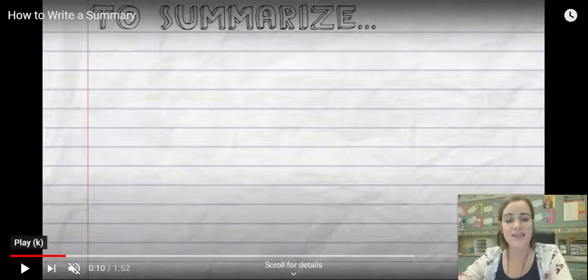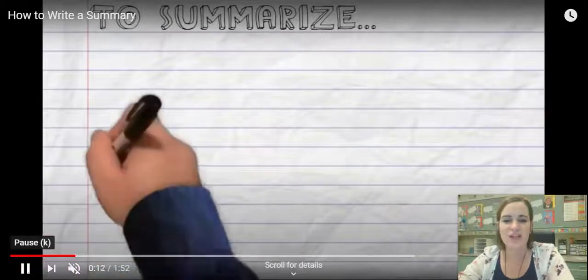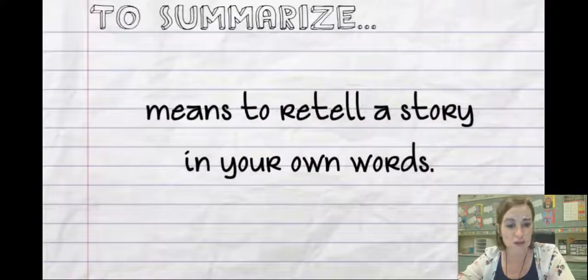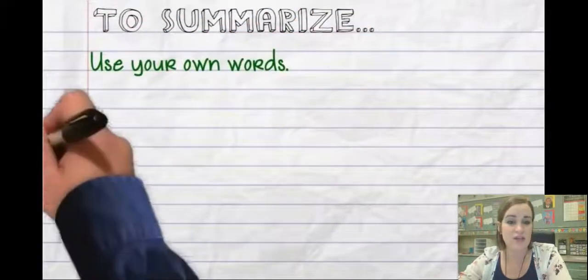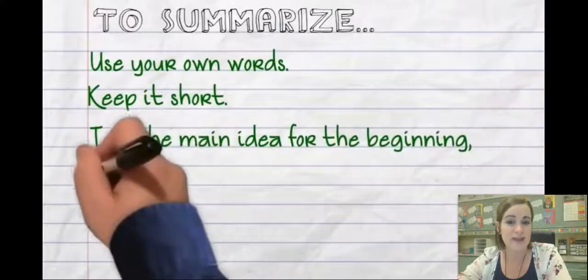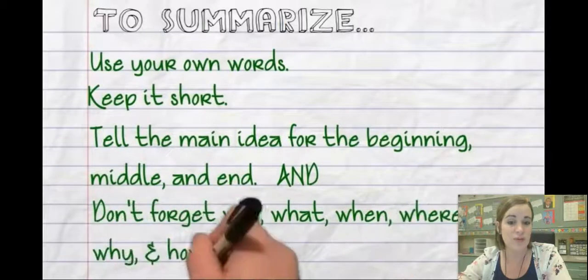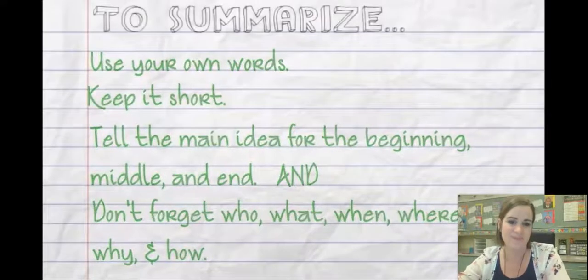Hi, boys and girls. In this lesson, I'm going to teach you how to summarize. In order to summarize, it means that you are going to retell a story in your own words. So again, you're going to use your own words. You're going to keep it short. Tell the main idea for the beginning, middle, and end. And don't forget the who, what, when, where, why, and how of the story.